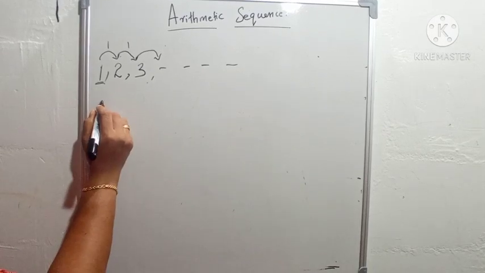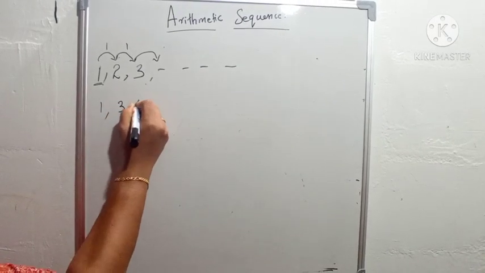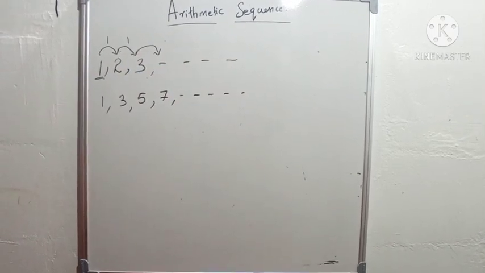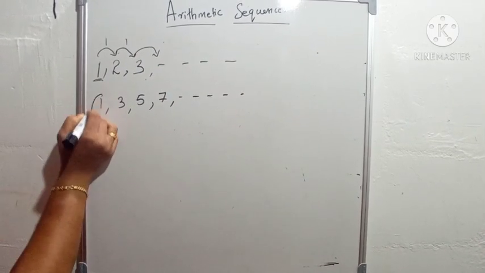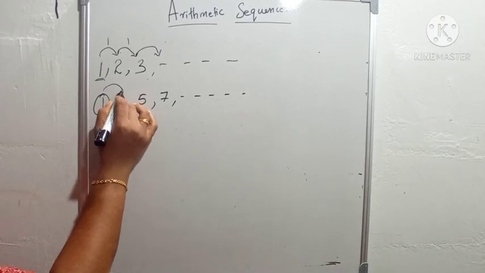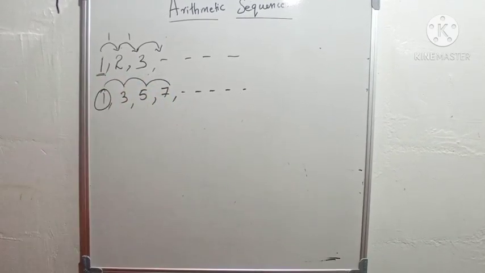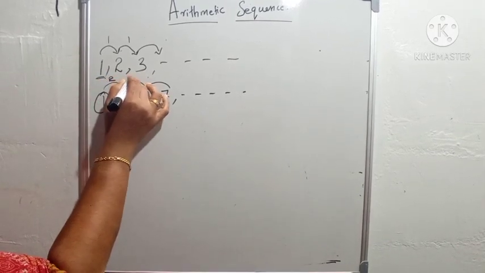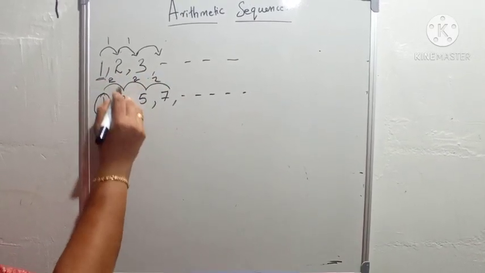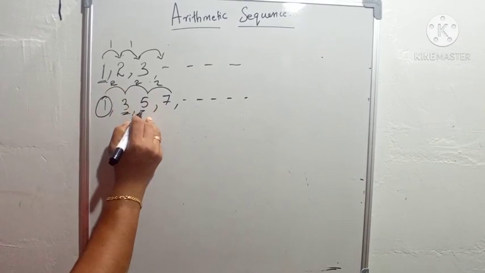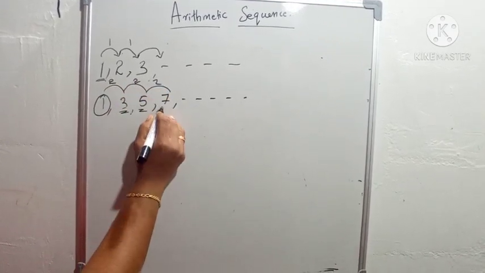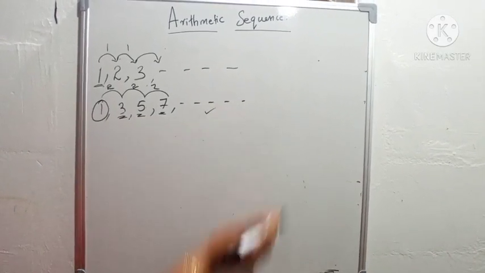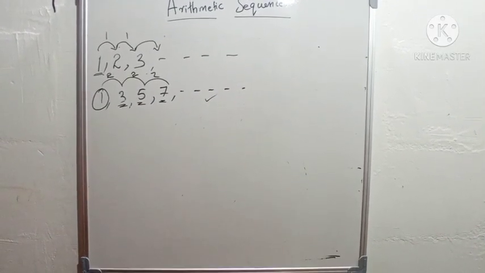Next up, 1, 3, 5, 7, etc. See, starting with a number and adding a fixed number repeatedly. Which number is added here? The number 2 is added here. That is, 1 plus 2 is equal to 3, 3 plus 2 is equal to 5, and 5 plus 2 is equal to 7, like that. So this one is also an arithmetic sequence.